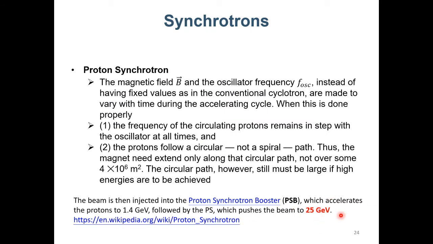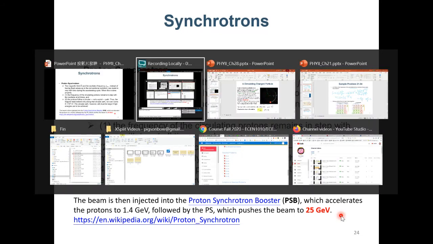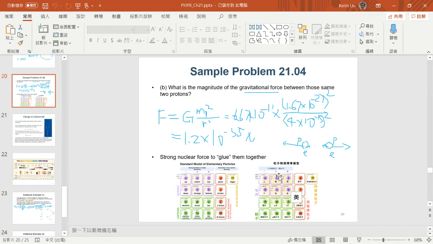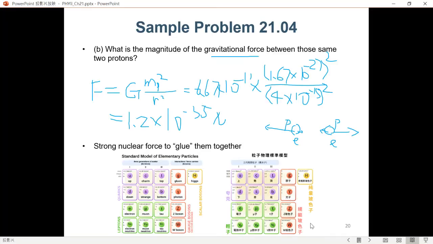But what is it used for? So maybe we can check back. In chapter 21, I introduced the standard model of the elementary particles. So the physicists want to find the elementary particles rather than just the proton, neutron, and electron. So they try to break these into smaller pieces.